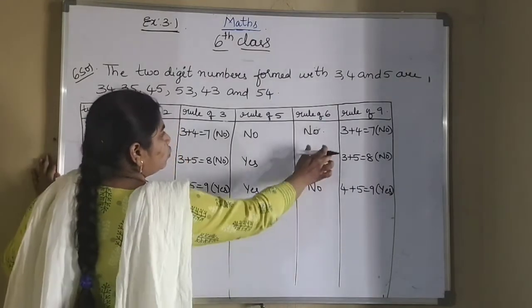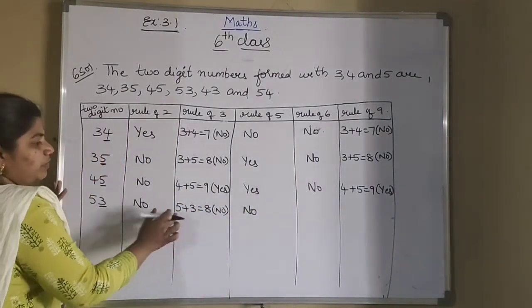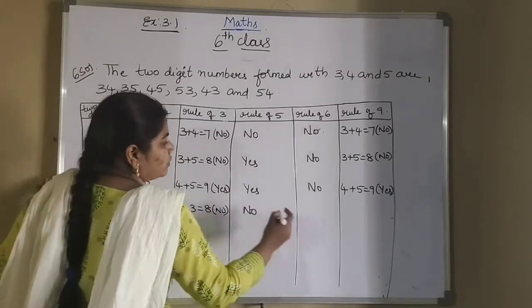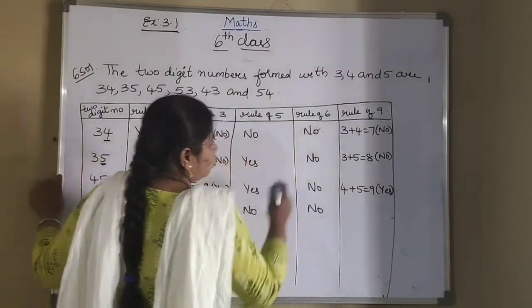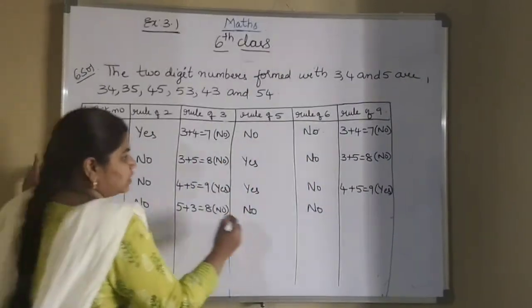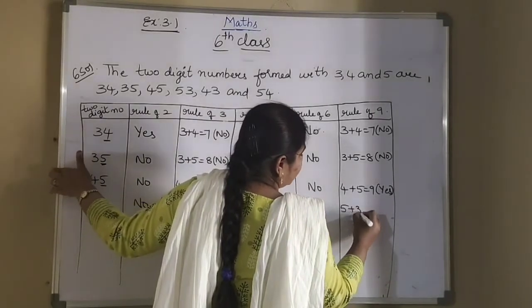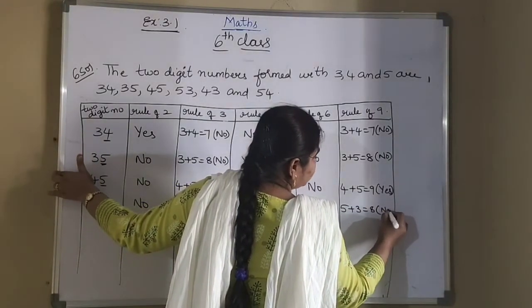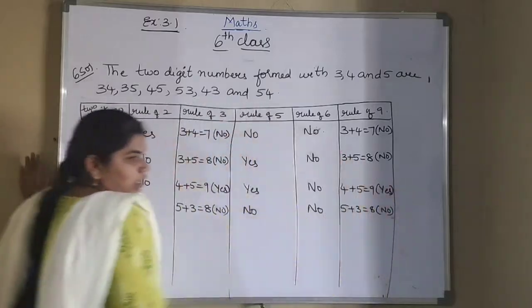No. Next, rule of 6: both should be divisible, but both are not divisible, so it will be no. Rule of 9: we have to add these. 5 plus 3 will be equal to 8. So 8 is not a multiple of 9. So it will be no.